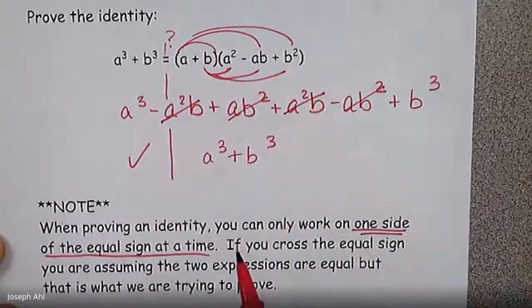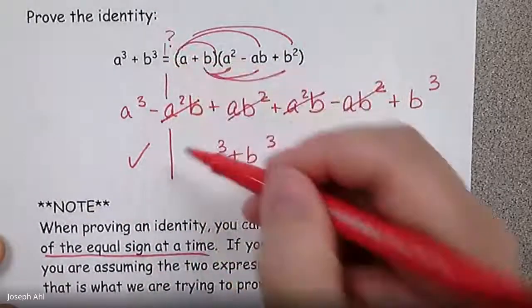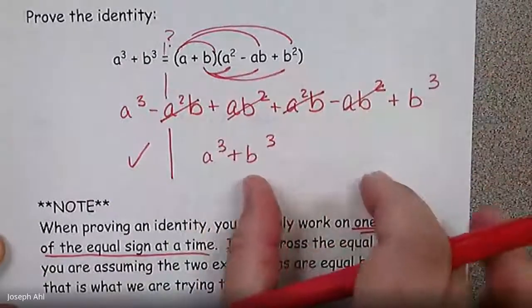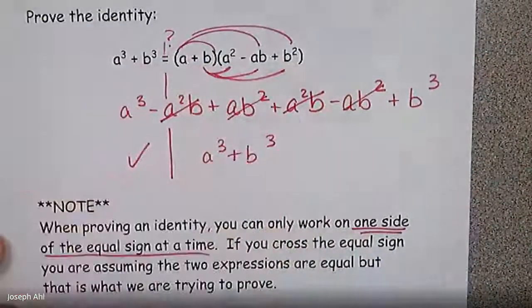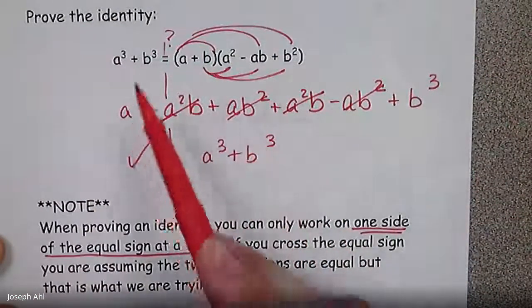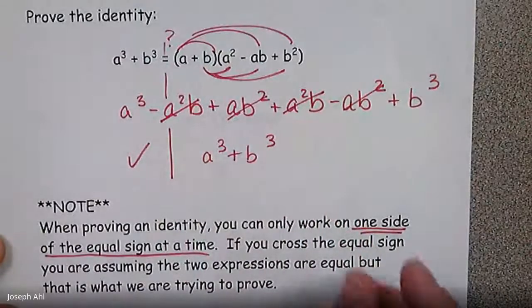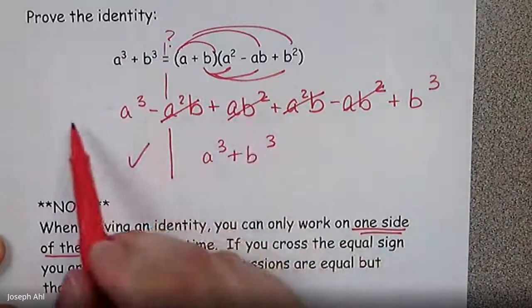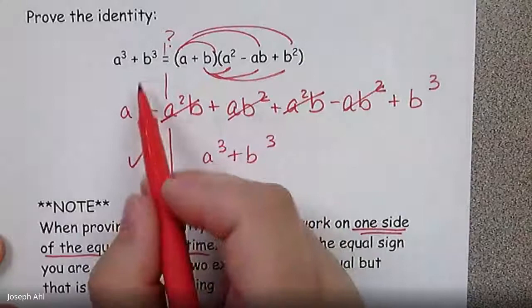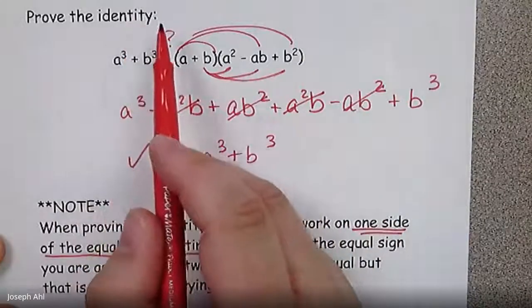So I like to draw a wall sometimes. I'll draw a wall right where the equal sign is, and I can do some work on the right algebraically. I can do some work on the left algebraically. But at the end of the day, we have to make sure that we don't cross over this wall. Okay, I can't subtract b cubed from both sides when proving an identity specifically.